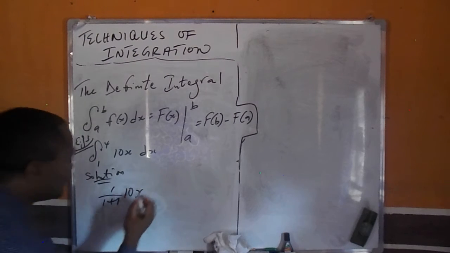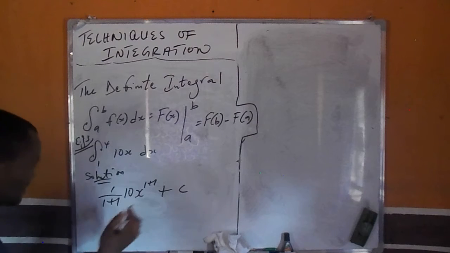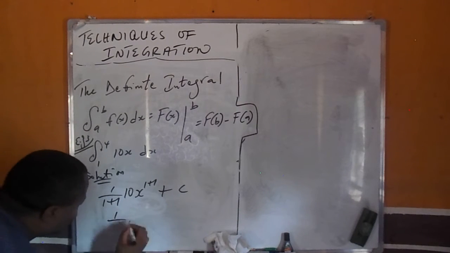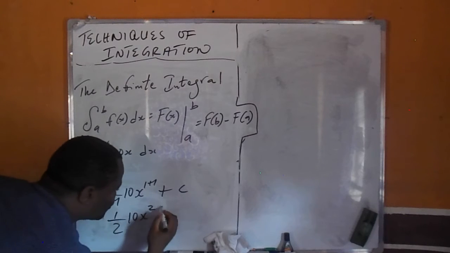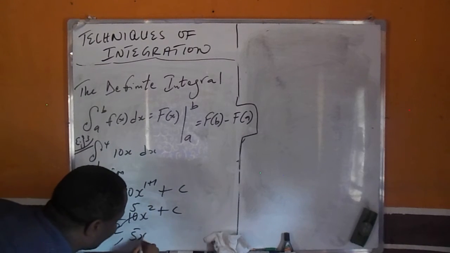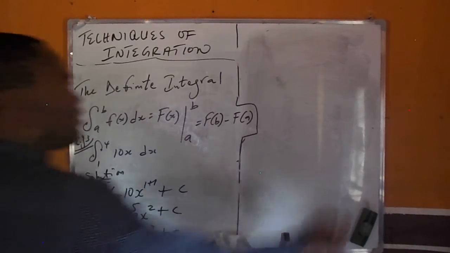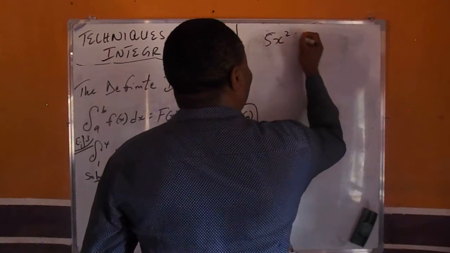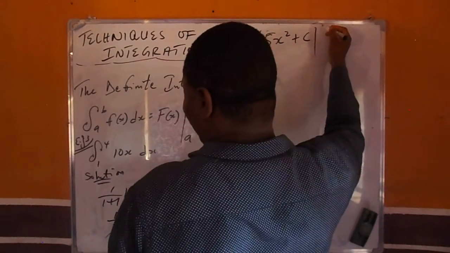10x raised to power 1 plus 1, plus c. 1 all over 1 plus 1, 2. 10x raised to power 2, plus c. 2 here 1, 2 here 5, which equals 5x raised to power 2 plus c. Now that you have your 5x raised to power 2 plus c, you give it like this, then what do we have?